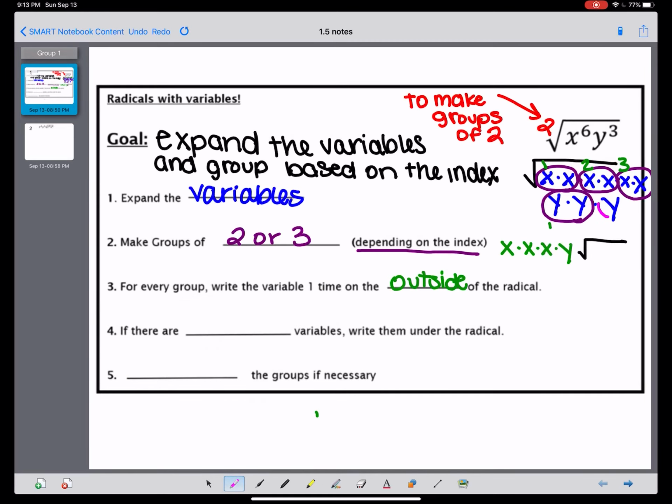And just like we did in 1.4, if there are any leftover variables, I'm going to write them again under the radical. Okay, since I can't group that last y, I'm going to put it back under the radical.